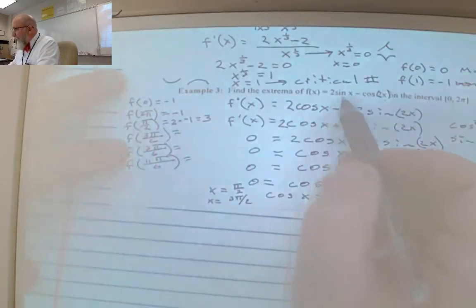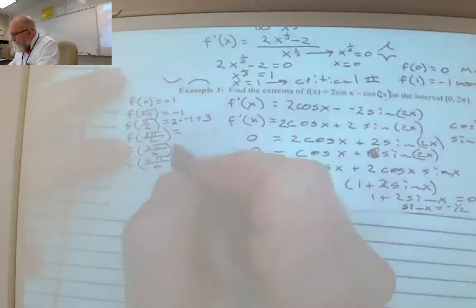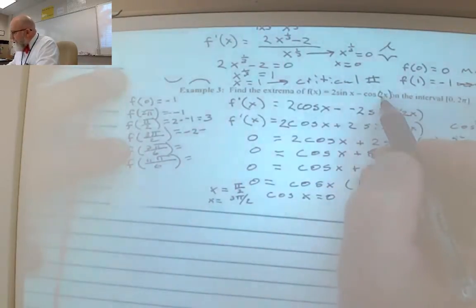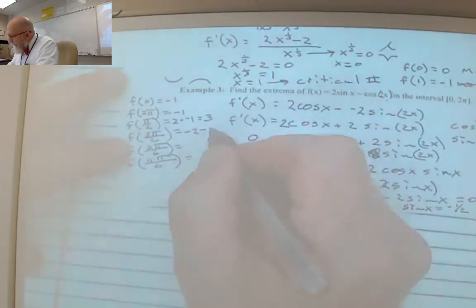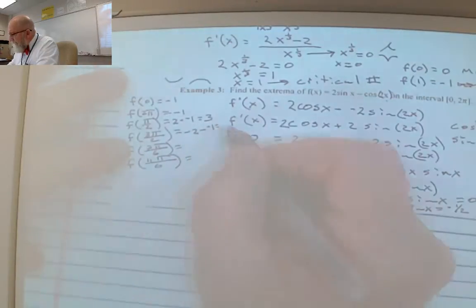Now I'm going to put 3 pi over 2. What is the sine of 3 pi over 2? Times 2. Negative 2. Minus. Well, 3 pi over 2 times 2 is 3 pi. What's the cosine of 3 pi? The same as pi, right? So that's a negative 1. Am I right? So minus a negative 1. What's a negative 2 minus a negative 1? Negative 1.